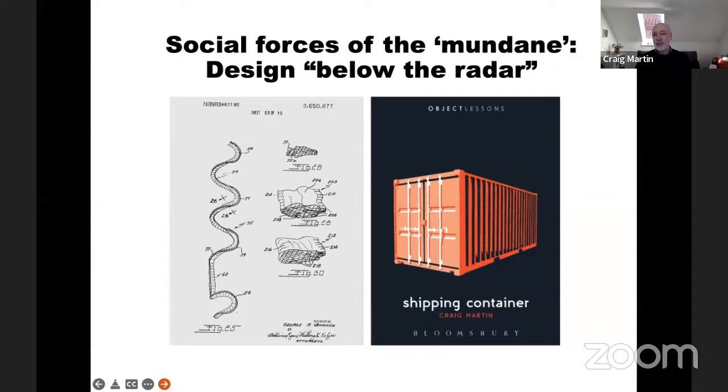So the fact that we see them all around us and they're ignored. But for me, that is one of the really important things about design, is appreciating that the ignored design that we take for granted is perhaps some of the most powerful design that we see.